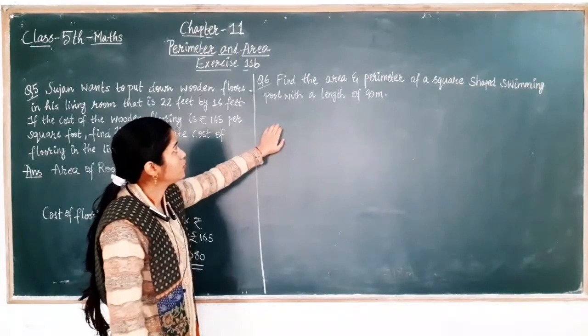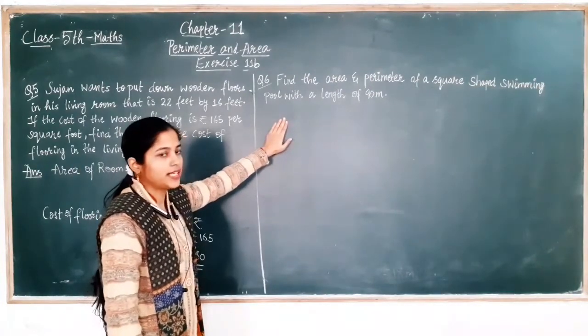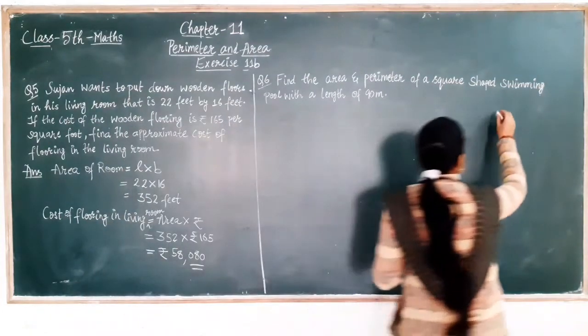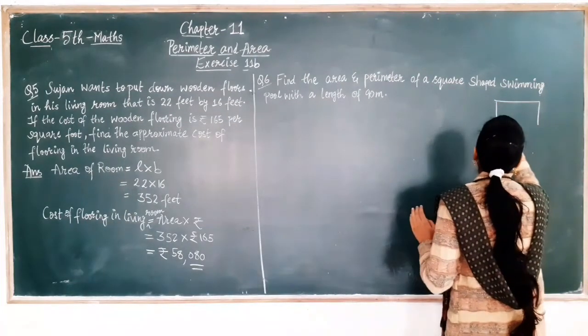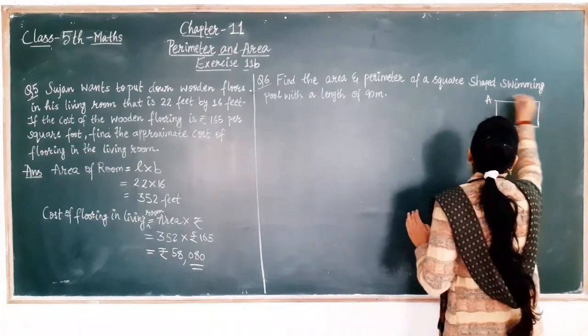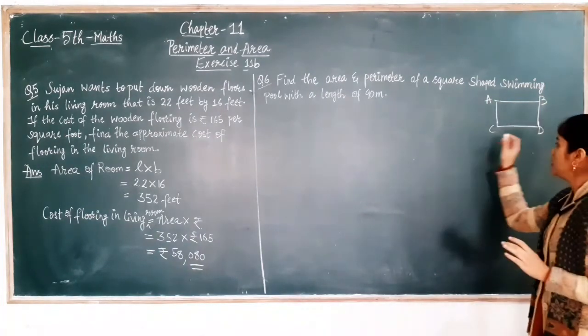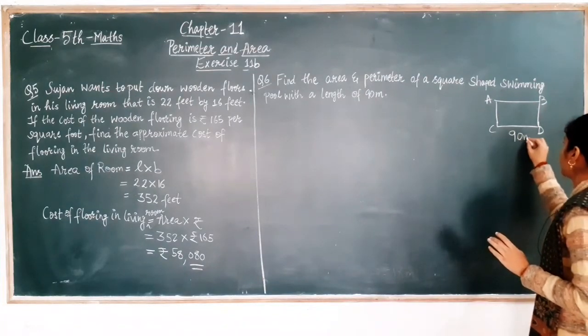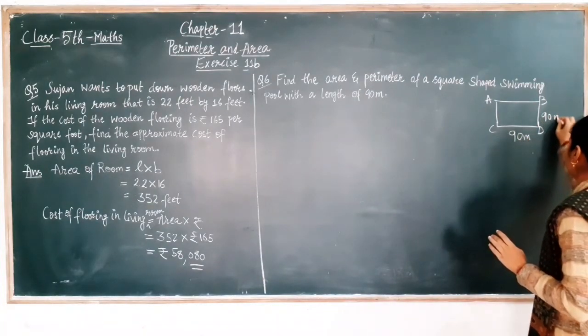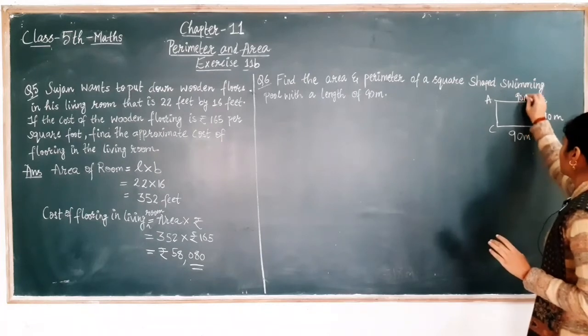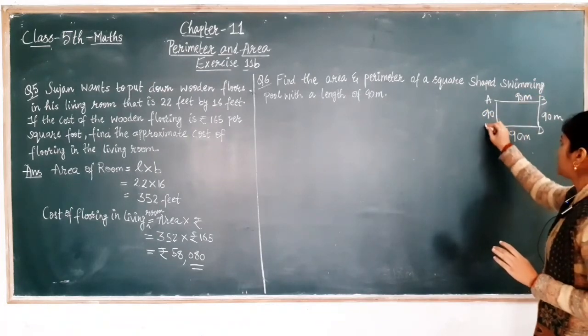Okay. So now we'll move on to the next question, that is find the area and perimeter of a square shaped swimming pool with a length of 90 meters. So the shape of the swimming pool is of square shape A, B, C, D, and what is the side given? That is 90 meters. So all the four sides would be 90 meters.